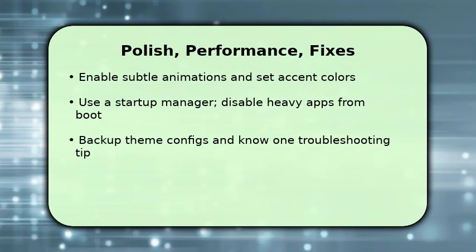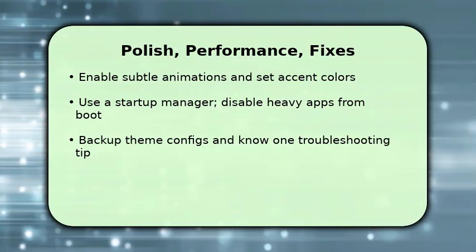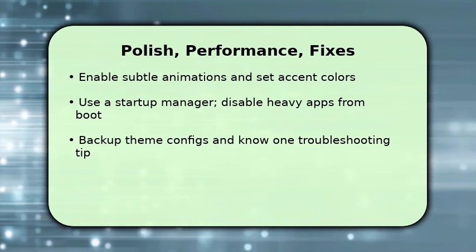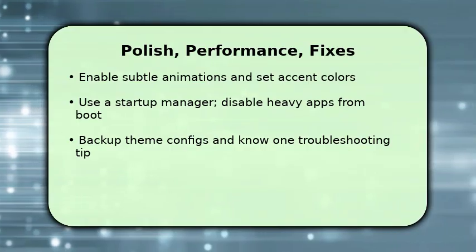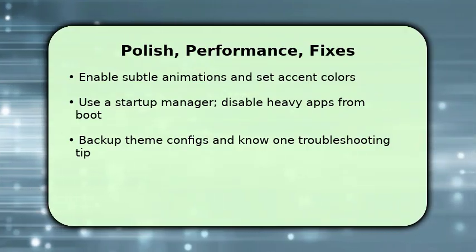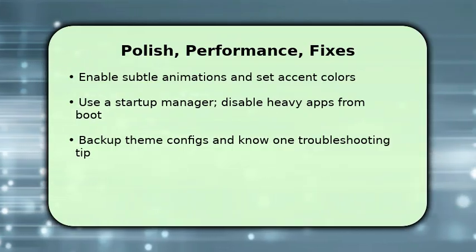Finish by polishing. Set accent colors, enable subtle animations, and align widget layout for balance. Use a startup manager to disable heavy apps so visuals remain smooth, and clear temporary files. Export your theme, Rainmeter configs, and icon sets to a folder or cloud so you can restore the look fast.